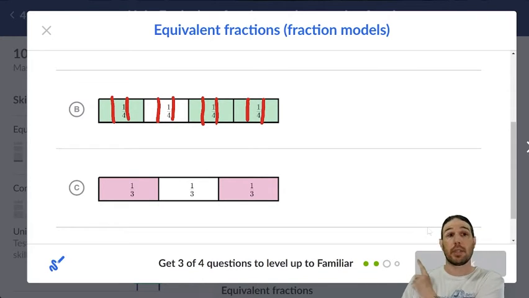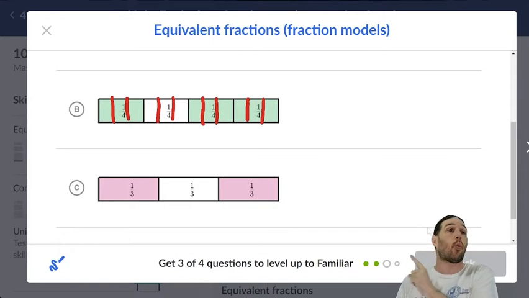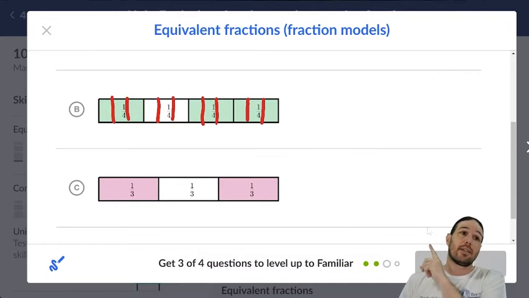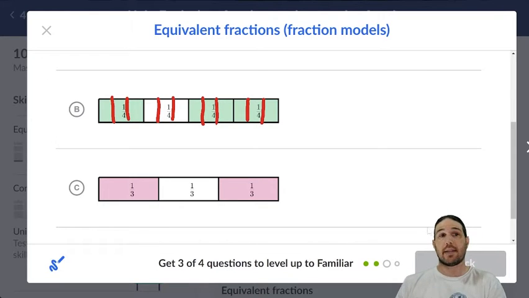Now, if you count, there are a total of 1, 2, 3, 4, 5, 6, 7, 8, 9, 10, 11, 12 equal pieces. And there's 1, 2, 3, 4, 5, 6, 7, 8, 9 of them shaded. This is 9 twelfths, not 8 twelfths, so also not our correct answer. Which means by default it's going to be C, but let's go ahead and take a look anyway.